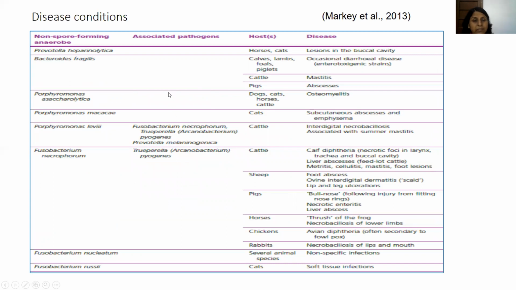Among other disease conditions, Bacteroides fragilis can cause disease in calves, lambs, foals, pigs, and cattle. Fusobacterium necrophorum can also cause disease along with Trueperella pyogenes in different hosts like cattle, sheep, pigs, horses, chickens, and rabbits. You can go through the slides to know the diseases.